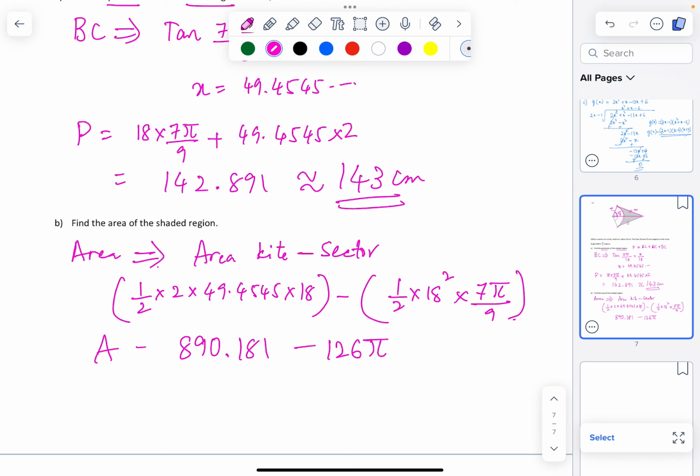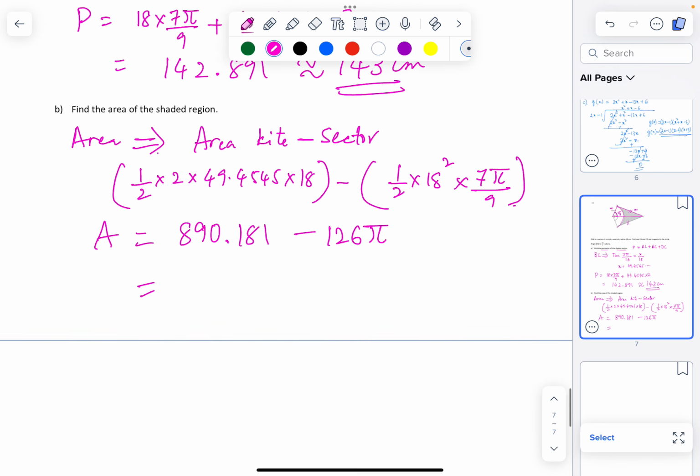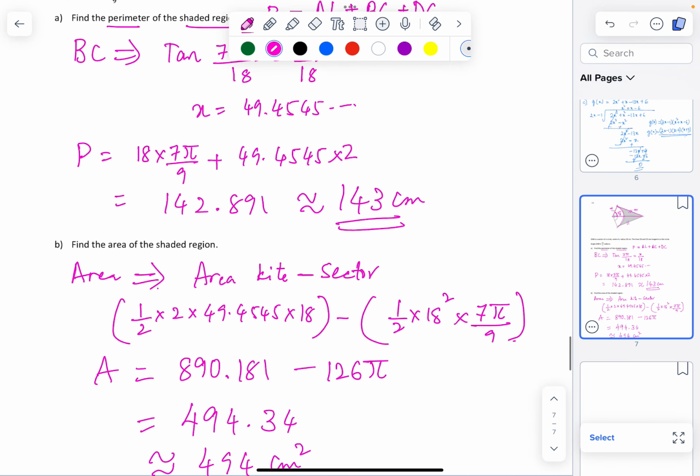So when I calculate using the calculator, this gives me 494.34, rounded off to 494 centimeters square, 3 significant figures. So this is our last question.